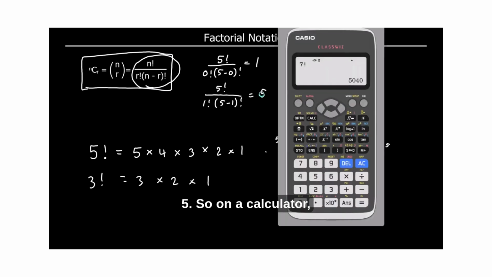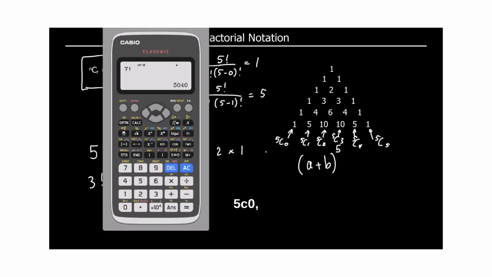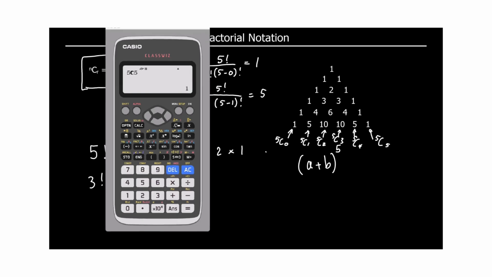So on a calculator, to generate this line, 5C0, that's 1, then 5, 10, 10, 5, and then 1 again.